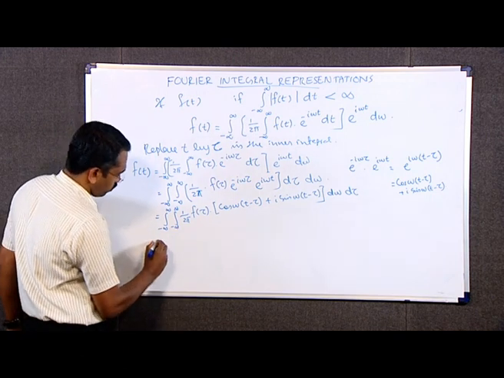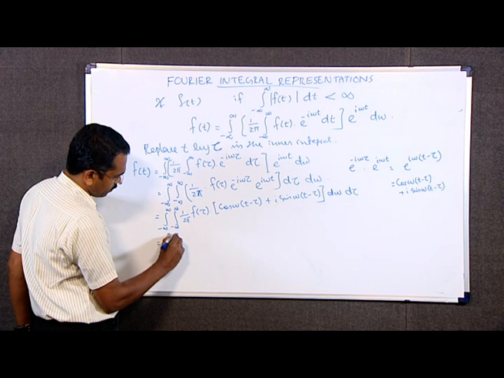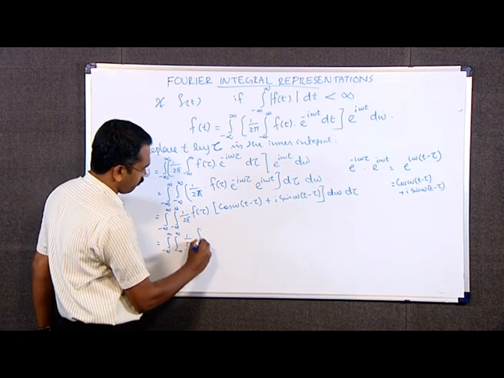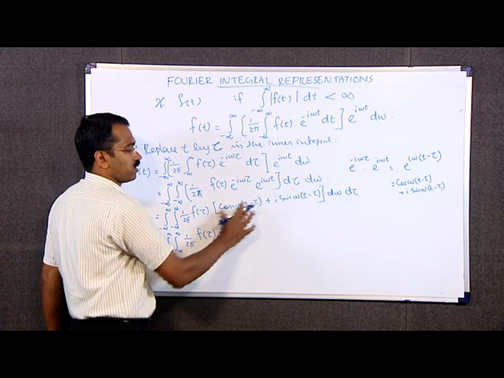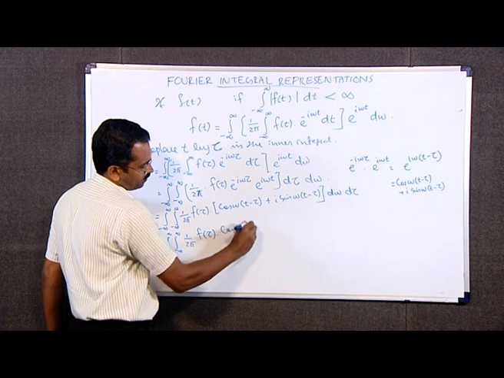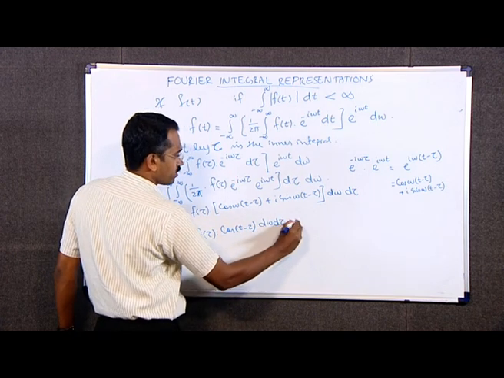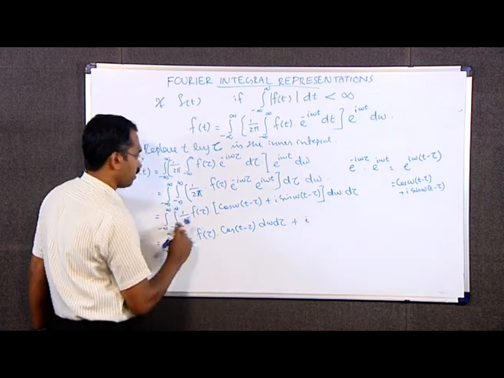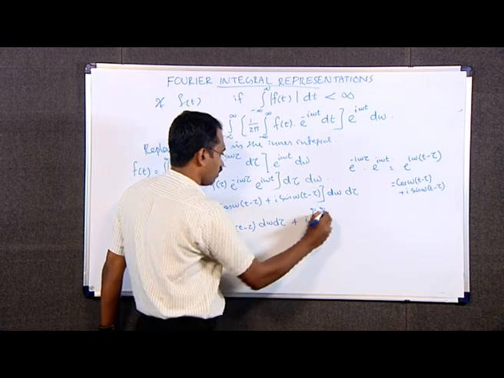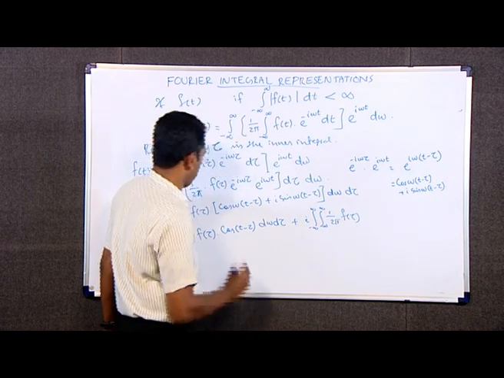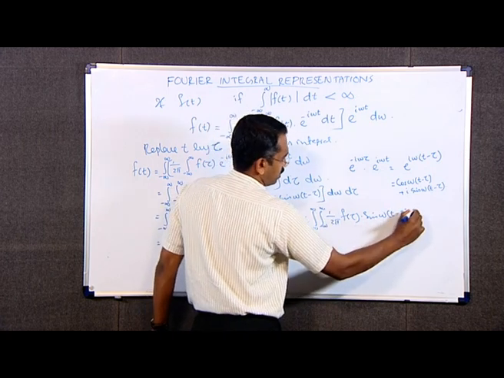This is equal to the double integral from minus infinity to infinity of 1 by 2 pi into f of tau into cos omega into t minus tau d omega d tau, plus i into the double integral from minus infinity to infinity of 1 by 2 pi into f of tau into sin omega into t minus tau d omega d tau. We have to split it into two.